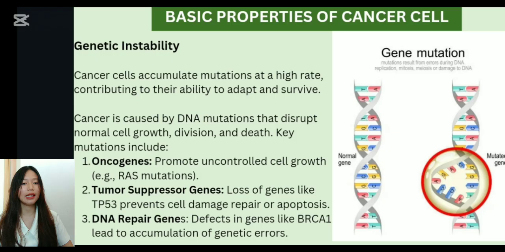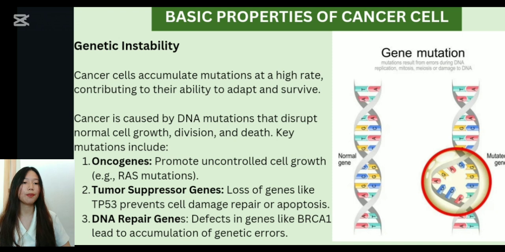So next is DNA repair genes. So genes of BRCA1 is ang role niya is to maintaining the stability of cell genetic material. So once na magkaroon ng defects ang gene na BRCA1, so ang gagawin niya is i-avoid niya na maayos yung mga genetic errors that can lead to more mutations. So these changes disrupt normal cells' behavior and contribute to cancer development.